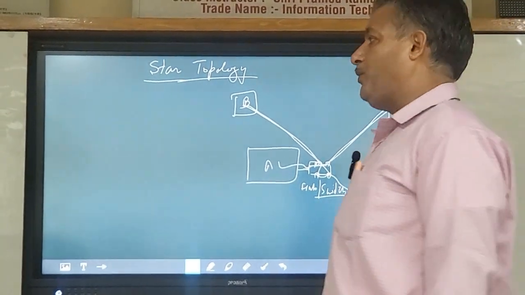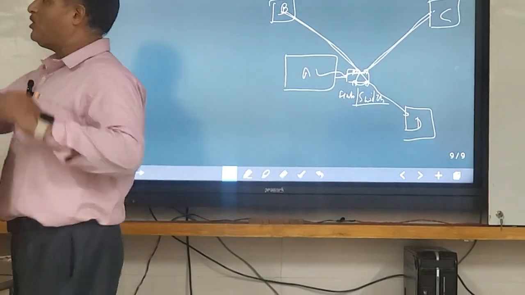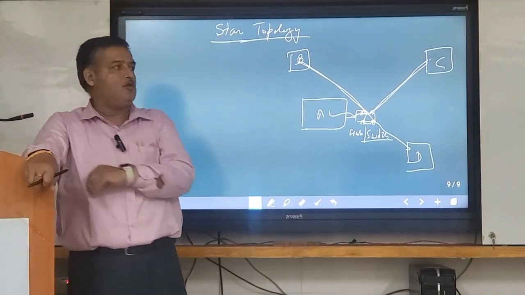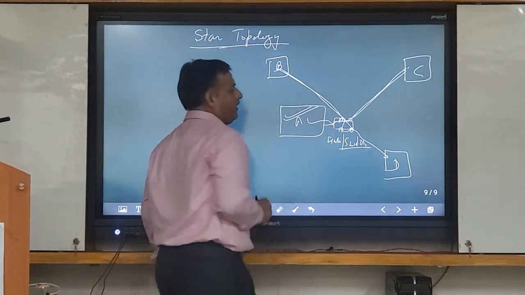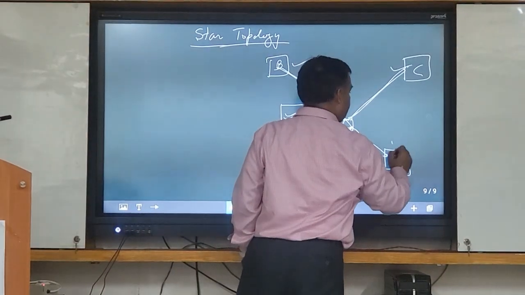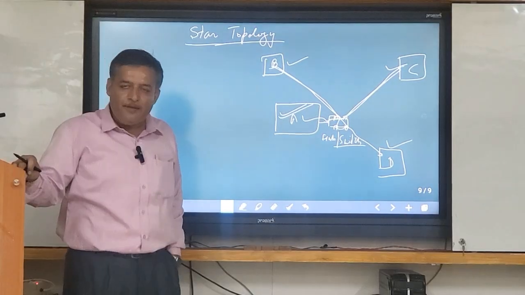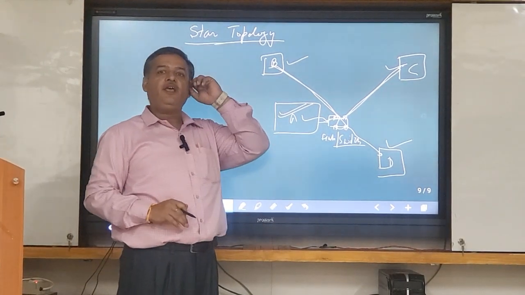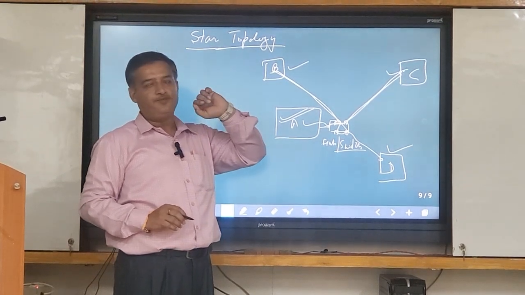if the A computer is collapsed, shut down, or damaged, then will it be possible to send a signal from one computer to another computer? Of course not. So that means the whole dependency is on the A computer. The rest of the computers, though they are working fine, cannot independently send the data because of the failure of the A computer, which is a centralized computer or maybe the server also.